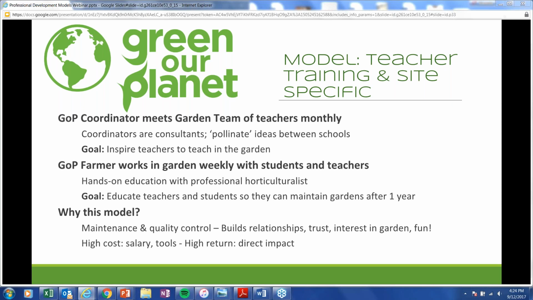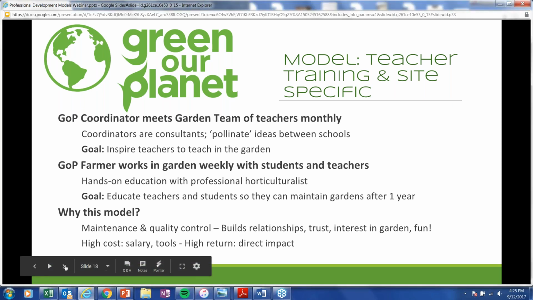We chose this model because we have quality control over the gardens that we've built. We can maintain them, we know what's going on with them, we can help teachers learn about irrigation and soil, and it also builds really tight relationships and trust between the school and Green Our Planet, and builds interest in the garden among these teachers and students. And of course, it's really fun. It is a higher cost, with salary, tools, and a lot of time going into it, but you have such a direct impact in the garden with these teachers and students. It's really rewarding. Next slide.